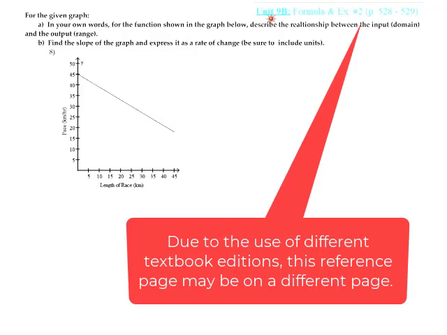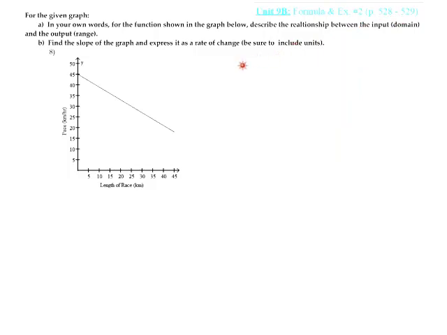To note, this is from Unit 9B. The formula and example number 2 can be found on page 528 to 529, and that will help you in solving a similar problem. So to start, we first want to do what we did for problem 7 of the practice final. So we want to identify the various variables to determine the domain and range.